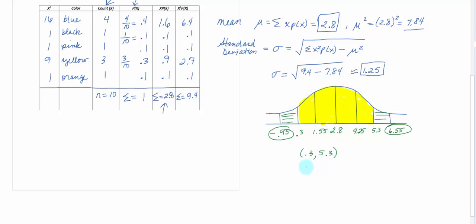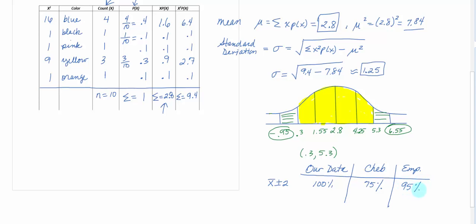So we'll look at our data in comparison to Chebyshev's rule and the empirical rule. Within 2 standard deviations, 100% of our data falls in the interval of 0.3 to 5.3. Chebyshev's rule says that 75% of the data should fall within 2 standard deviations, while the empirical rule says that 95% of the data should fall within 2 standard deviations. So if 100% of our data falls within 2 standard deviations, it meets or exceeds Chebyshev's requirement, and it meets or exceeds the empirical rule.